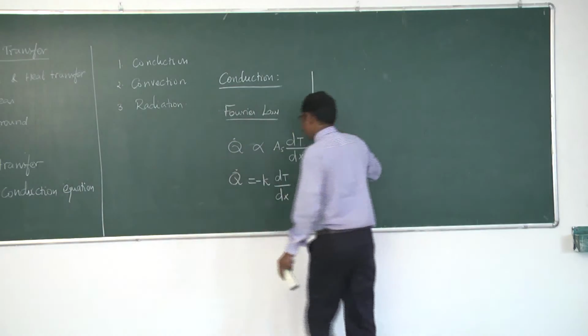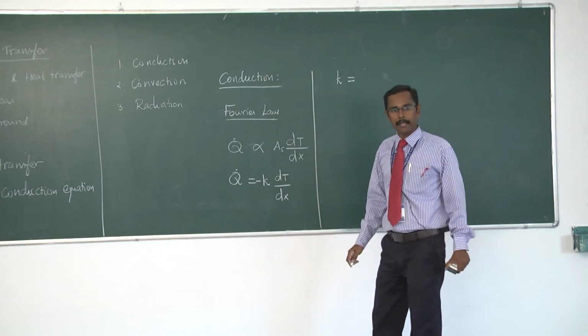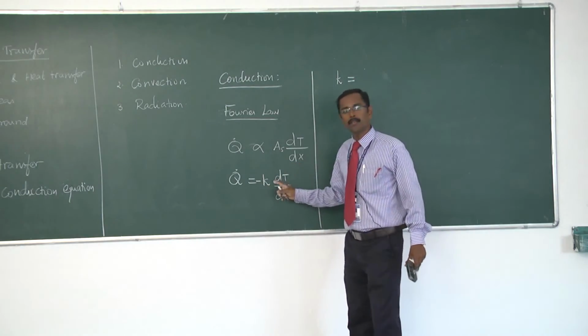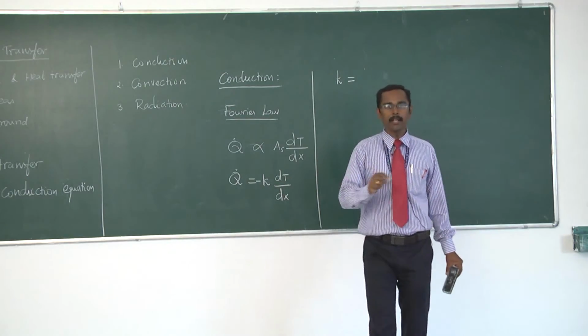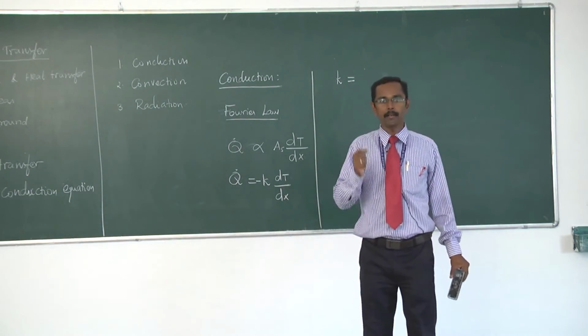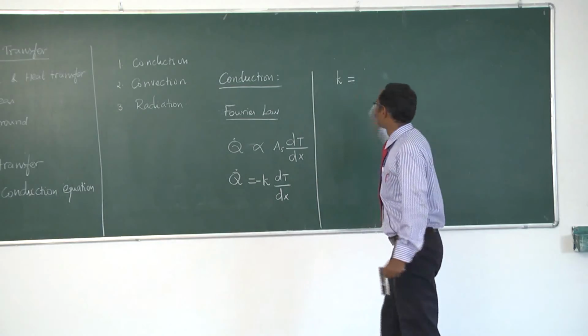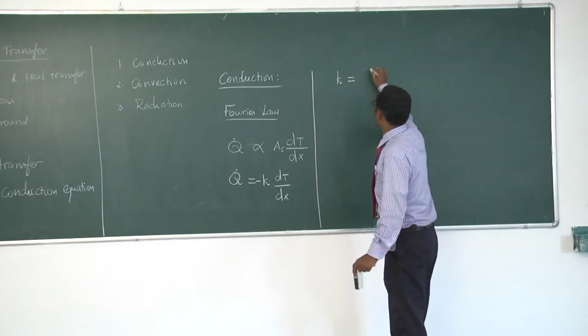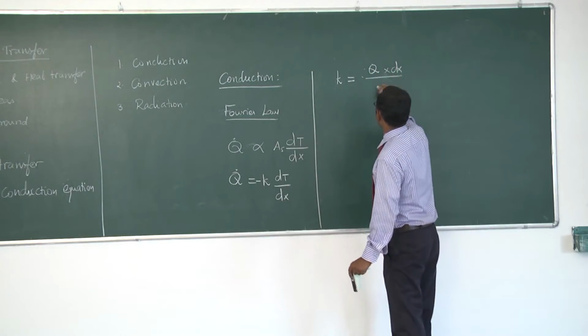So now I would like to derive the unit of thermal conductivity. The constant of proportionality is called thermal conductivity. We can define thermal conductivity as the ability of the material to conduct heat. It is a material property. Now k is equal to Q dx divided by dt.